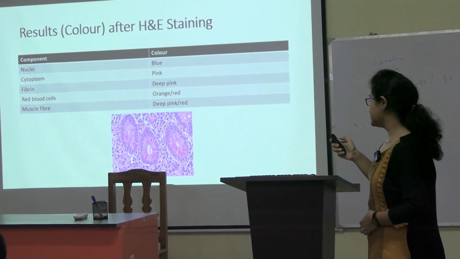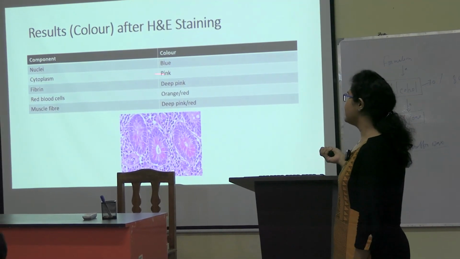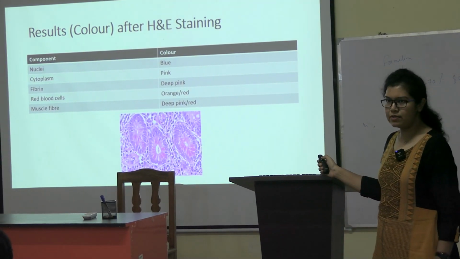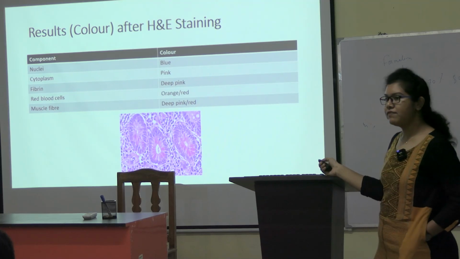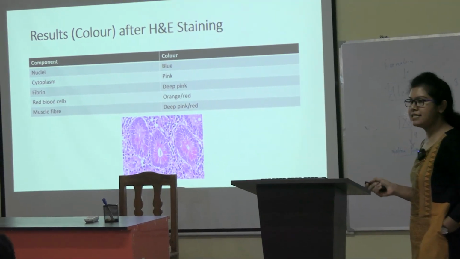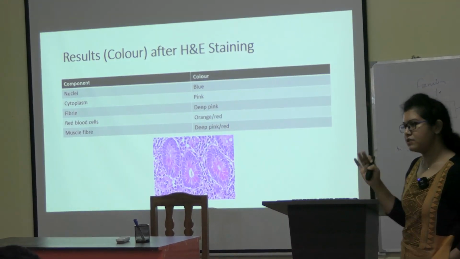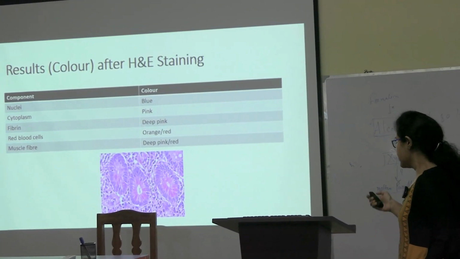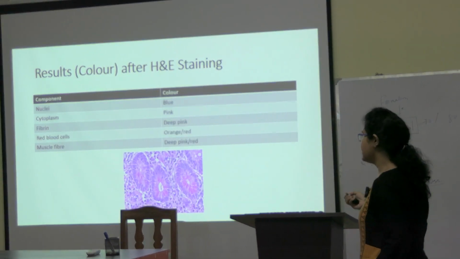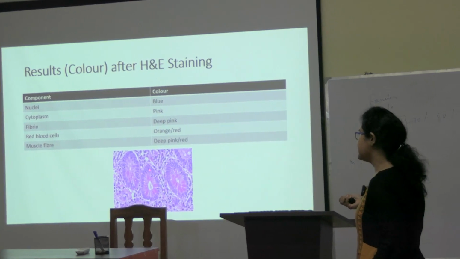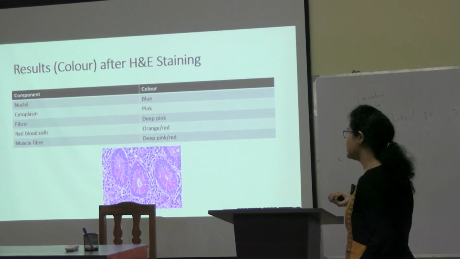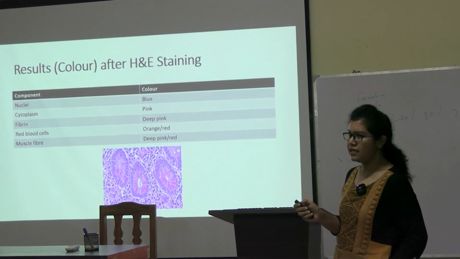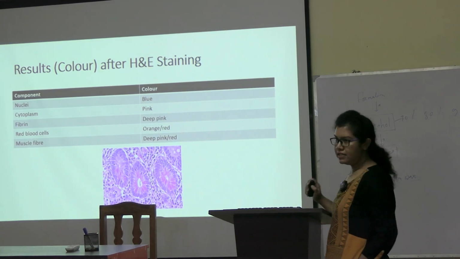So now, the nucleus will be blue with the help of hematoxylin. Cytoplasm will be pink, fibrin will be deep pink, red blood cells, as you already saw in physiology, will stain red. Muscle fibers will be deep pink or red. Okay. So here I put just one example to show you, like if this is a cell, this part is the cytoplasm, this is the nucleus which is stained by hematoxylin, cytoplasm by eosin.